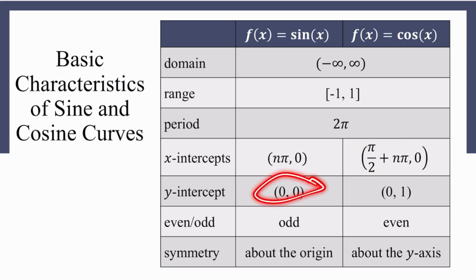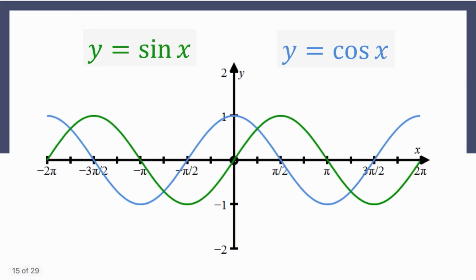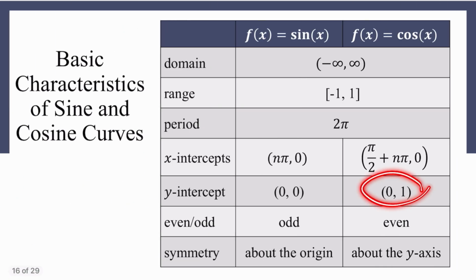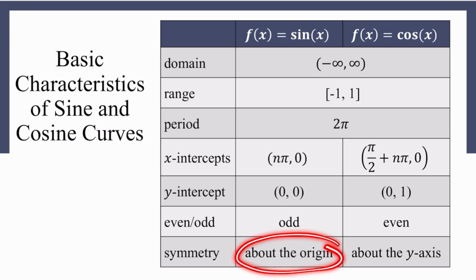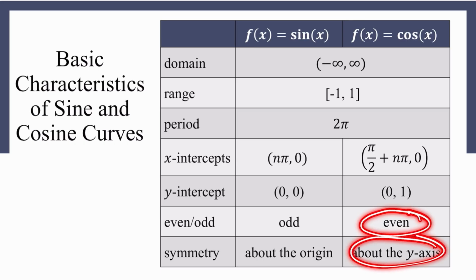Your y-intercept for the sine function is at the origin. There's only one y-intercept. And for the cosine function, the y-intercept is at 1. So 0, 1 for cosine, 0 for the sine. Odd and even functions. You would have learned this in Algebra 2, that an odd function is one that has symmetry about the origin, which is what we have here. And then the cosine function is an even function, has symmetry about the y-axis.